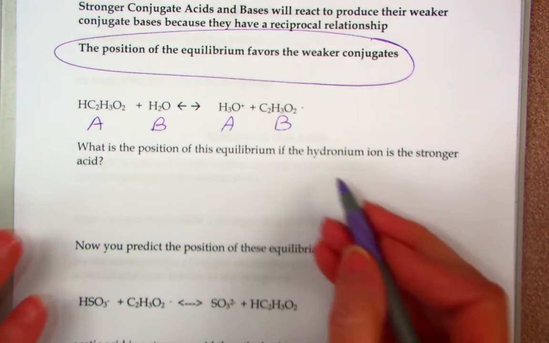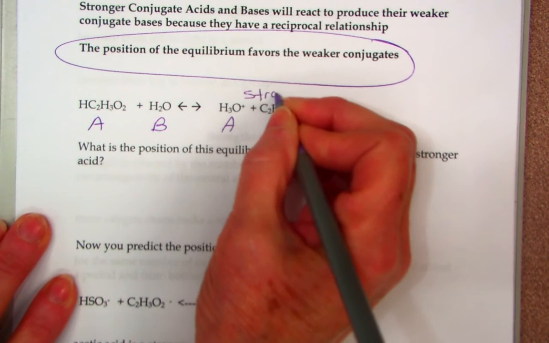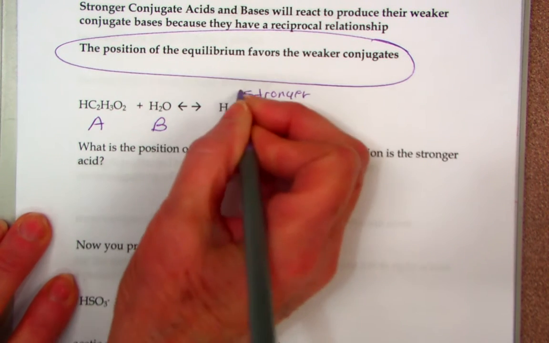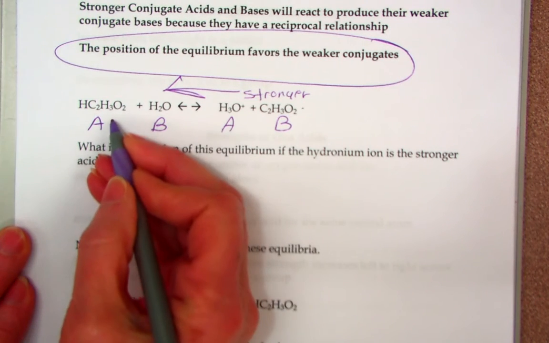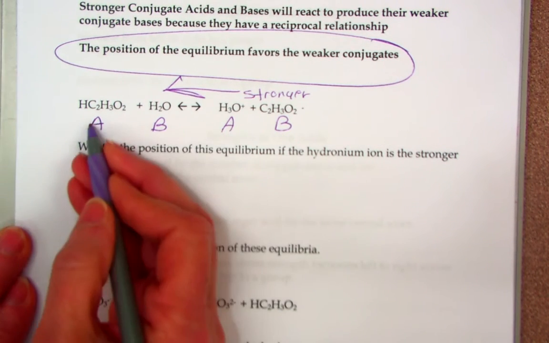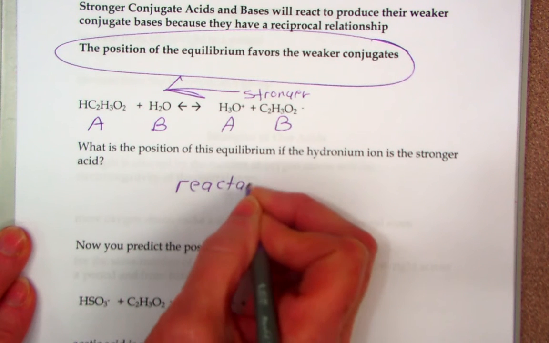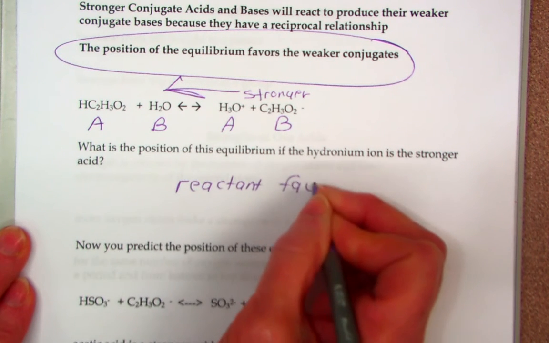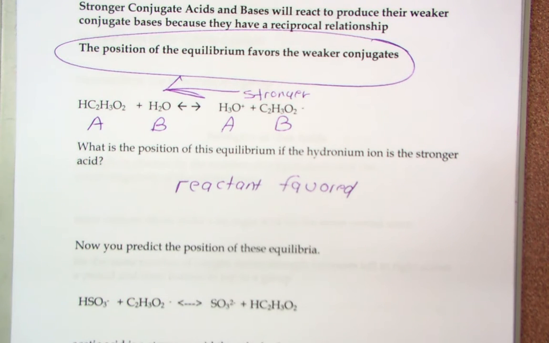So if the hydronium ion is the stronger acid, so if this is the stronger side, then it's going to push the equilibrium to the left, so it will favor the reactant side. So this would be reactant favored. I just told you, for now. Later on, we'll look at the equilibrium constants, and that will tell us.